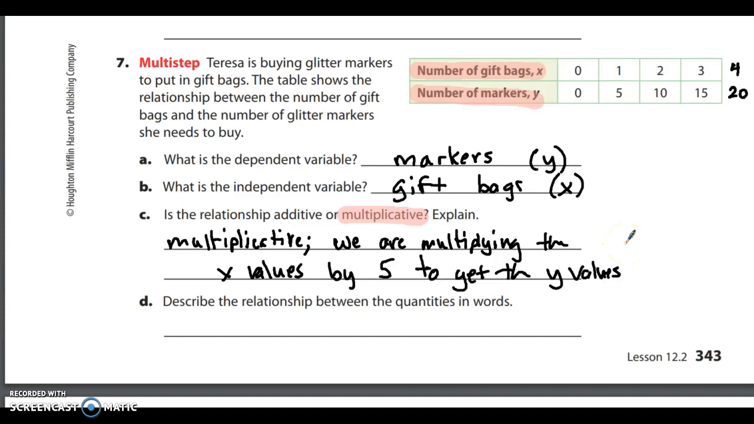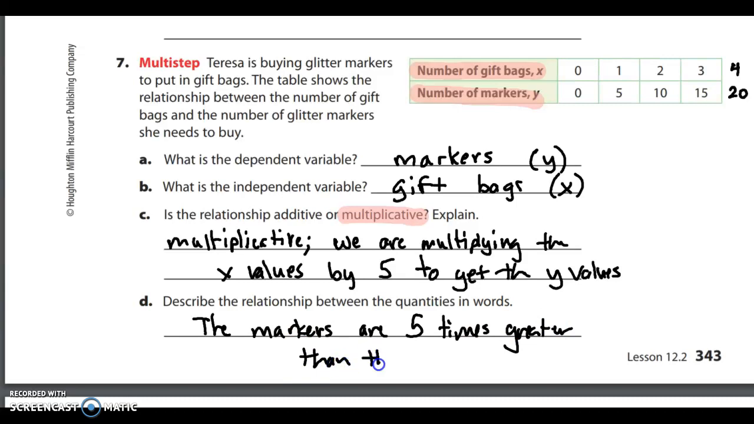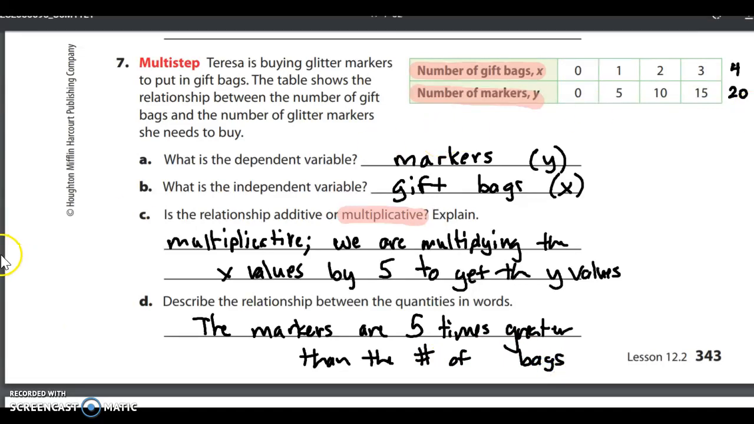So this one's kind of opposite of the one we did earlier. That was an additive relationship. This one's multiplicative. Question D says, describe the relationship between the quantities in words. Well, what do you notice about the number of markers? The number of markers are always 5 times greater than the number of bags. The markers are 5 times greater than the number of bags. Okay, good job. You're done with page 343.